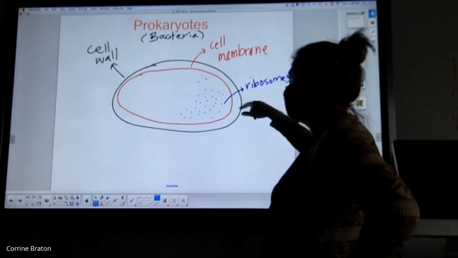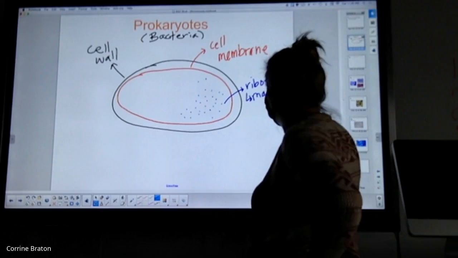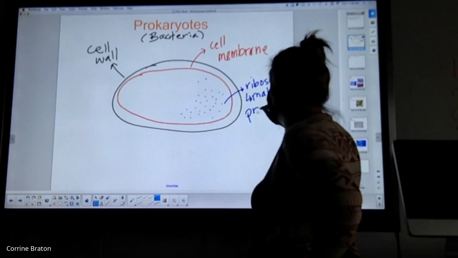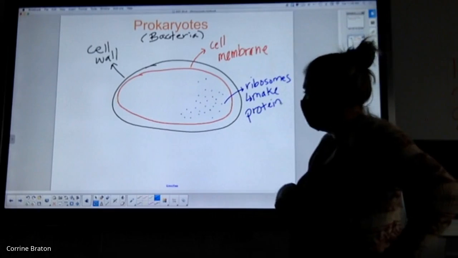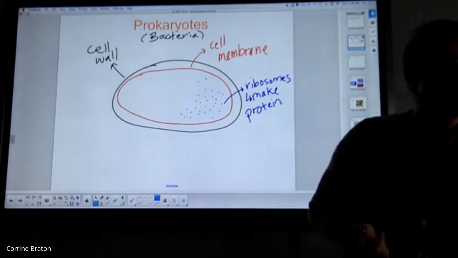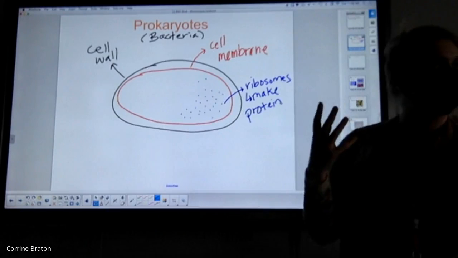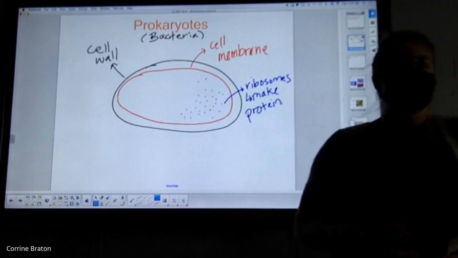What do your ribosomes do for you? Who remembers? Make proteins. So they're going to make protein. And there's, besides the cytoplasm, if you want to try to label your cytoplasm somehow, you can. It's all the empty space in the cell. It's just what's filled in the rest of it, but I'm not going to label it here. What else is in there?